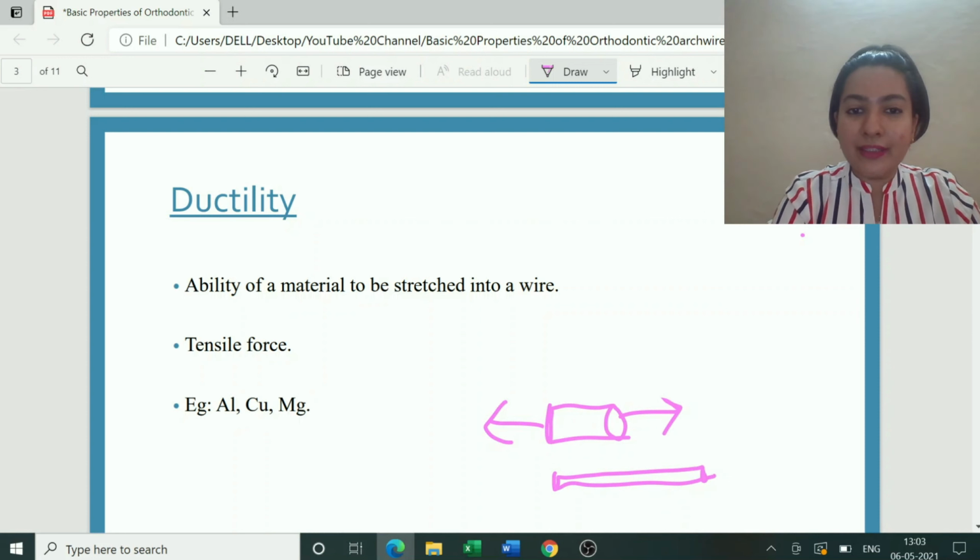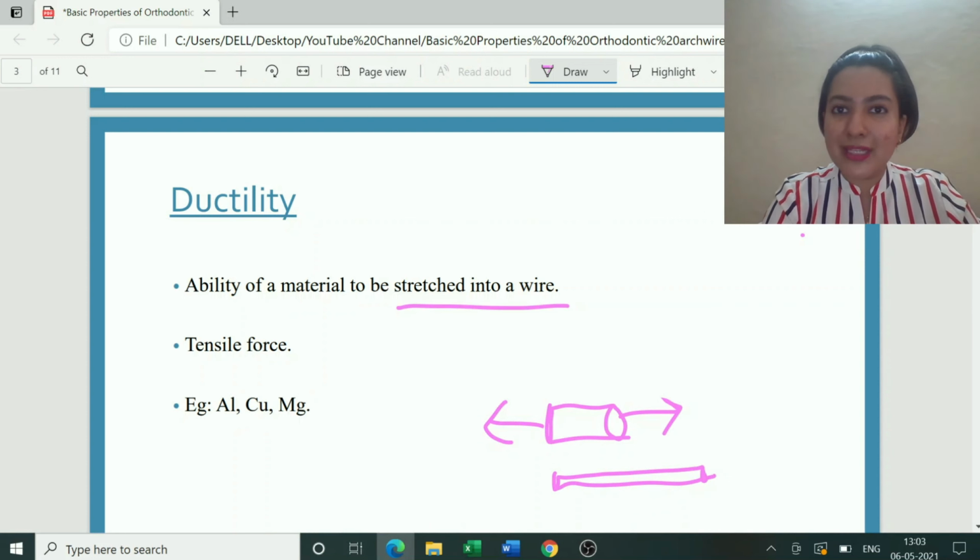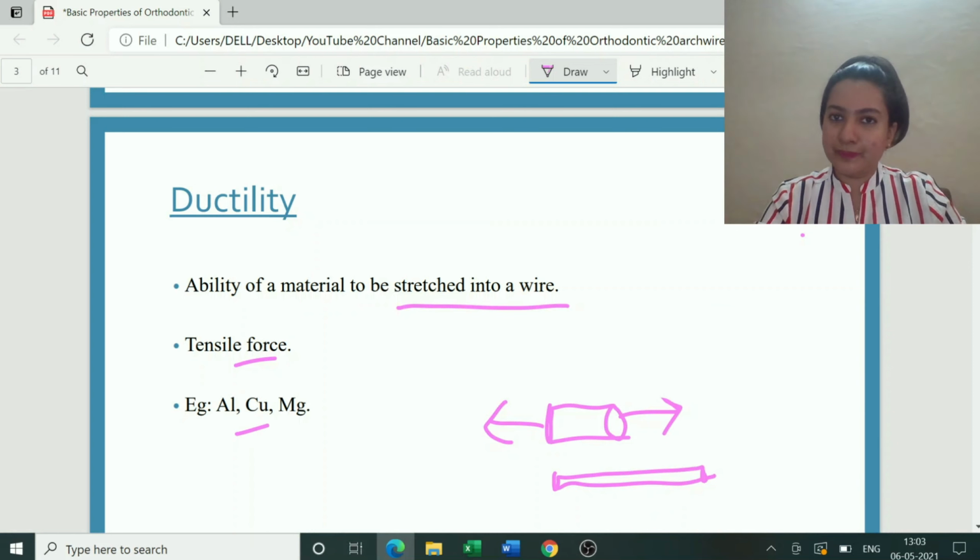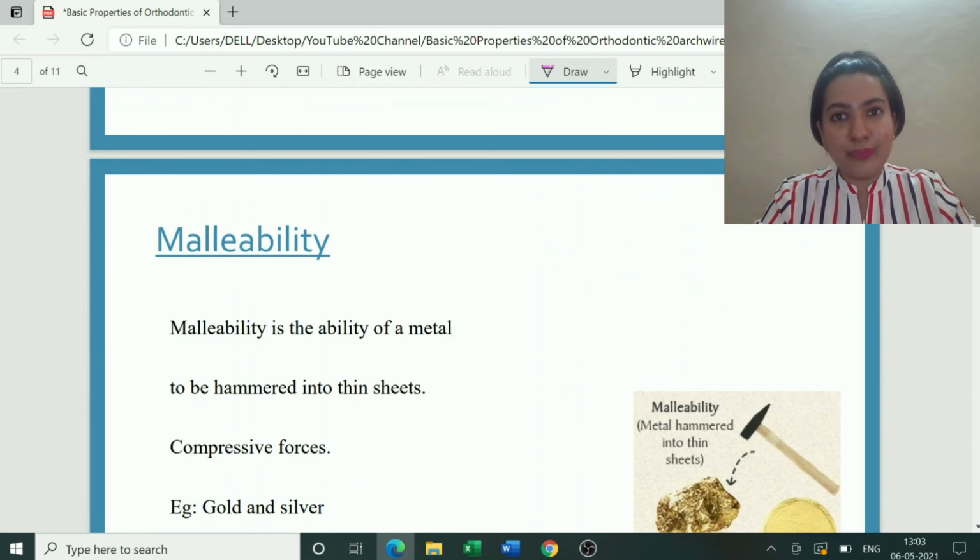So the ability of a material to be stretched into the wire is known as ductility, and the kind of force acting on it is tensile force. Generally the materials which are ductile are aluminium, copper and magnesium. Okay, now after ductility we have malleability.